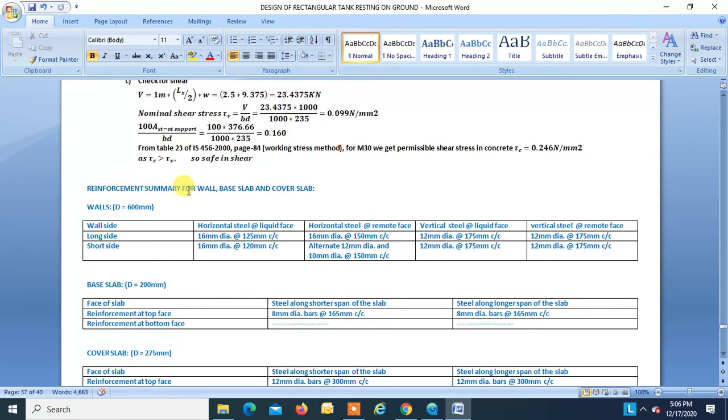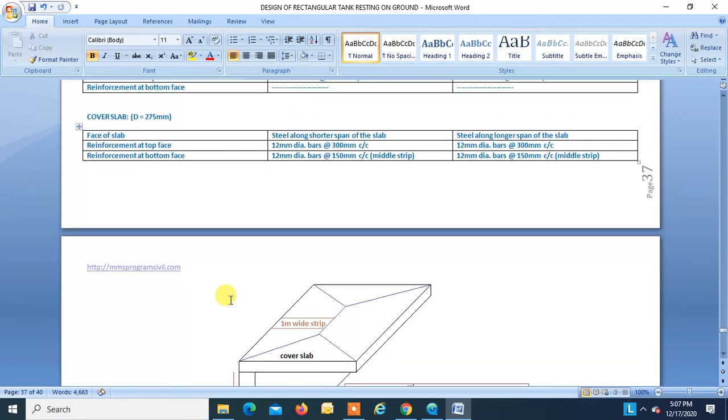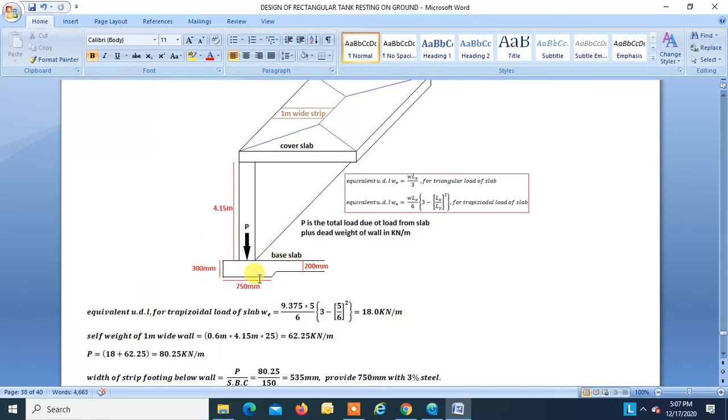So this is the summary of reinforcement for wall, base and cover slab. This is for wall. This is the reinforcement we have provided in walls, that is long side and short side. In base, this is the steel we provided at top and bottom. This is the steel we have provided in cover slab at top and bottom. Now the next step is we have to do the design for this strip footing.